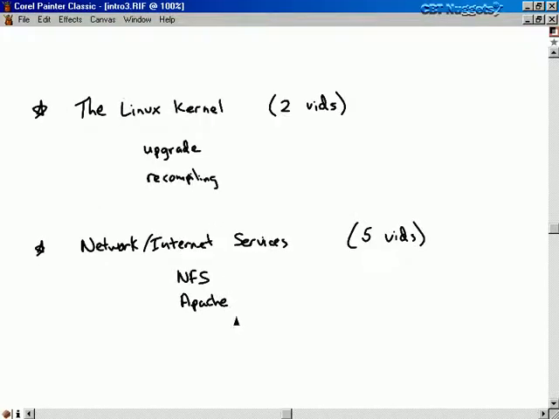We talk about mail services for a video. So we talk about setting up an SMTP server. We talk about using POP3 servers. We talk about the various email clients that are available to you in Linux. We talk about DNS and bind for a video. Then after that we talk about news and FTP. So you get a nice well-rounded discussion of network and internet services in these 5 videos.